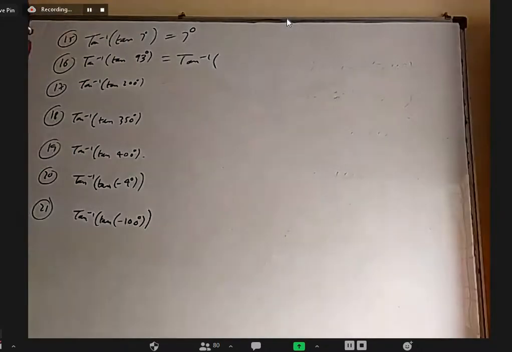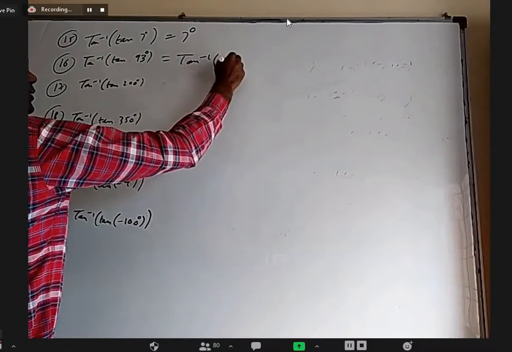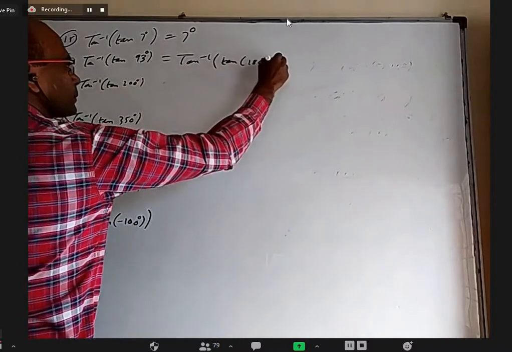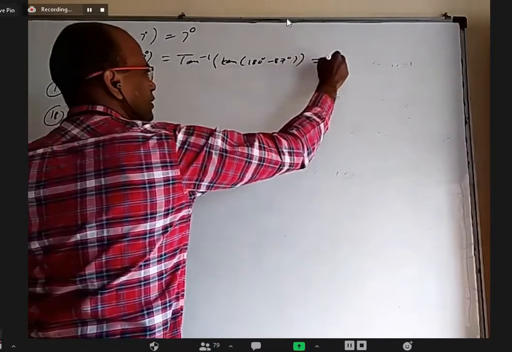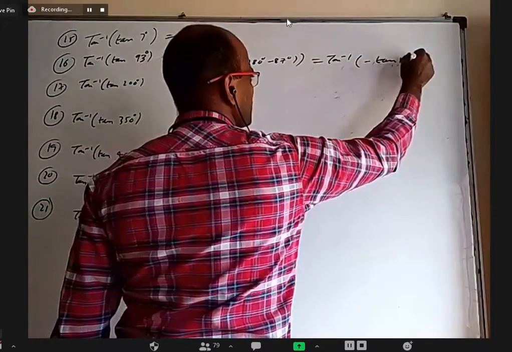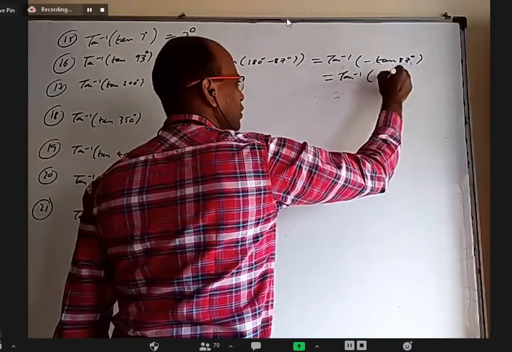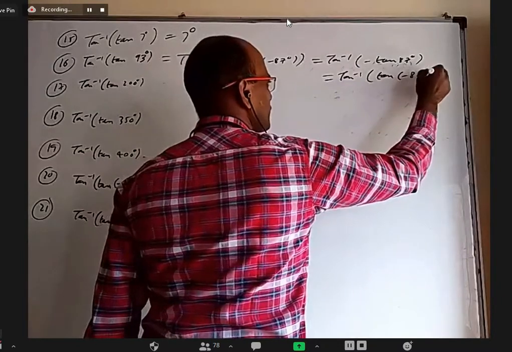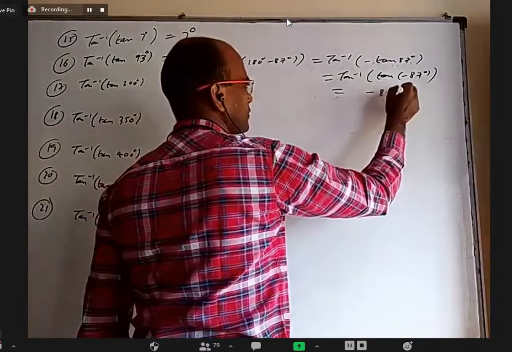Sir, may I say? Okay. So, we say tan 180 minus theta, so minus tan theta, so minus tan 87 degrees. I can put it inside and write tan of minus 87 degrees, which is minus 87 degrees.